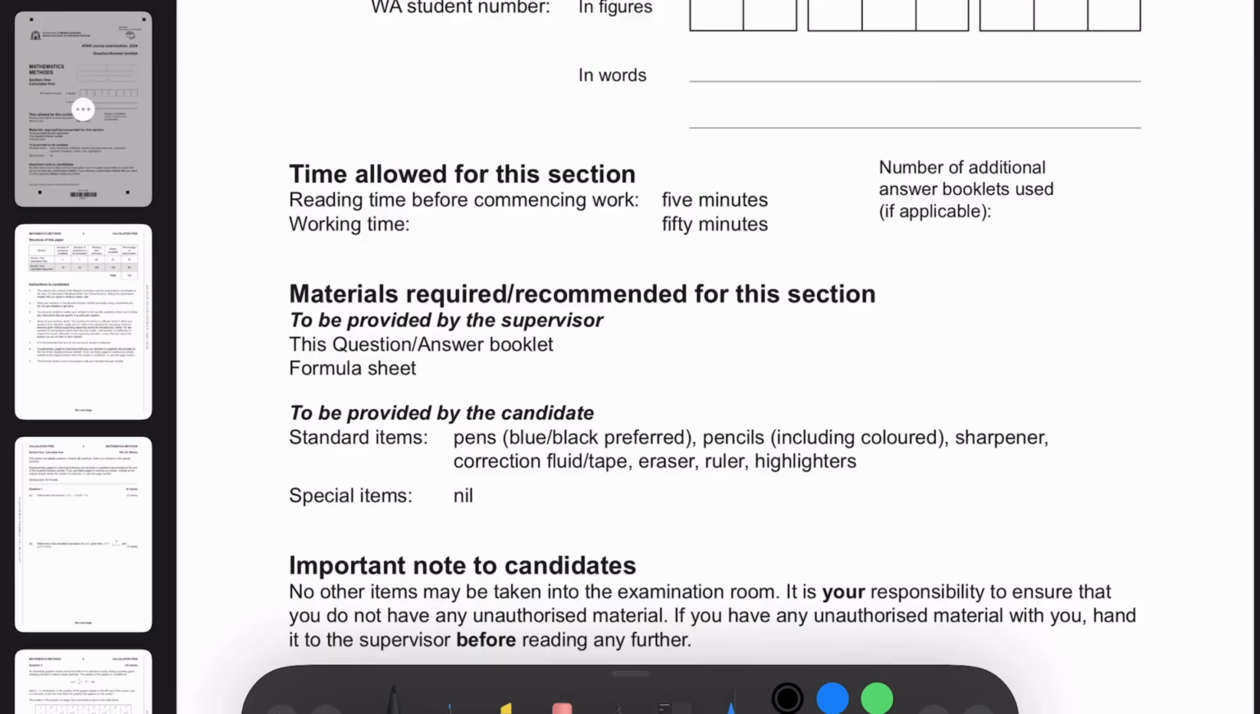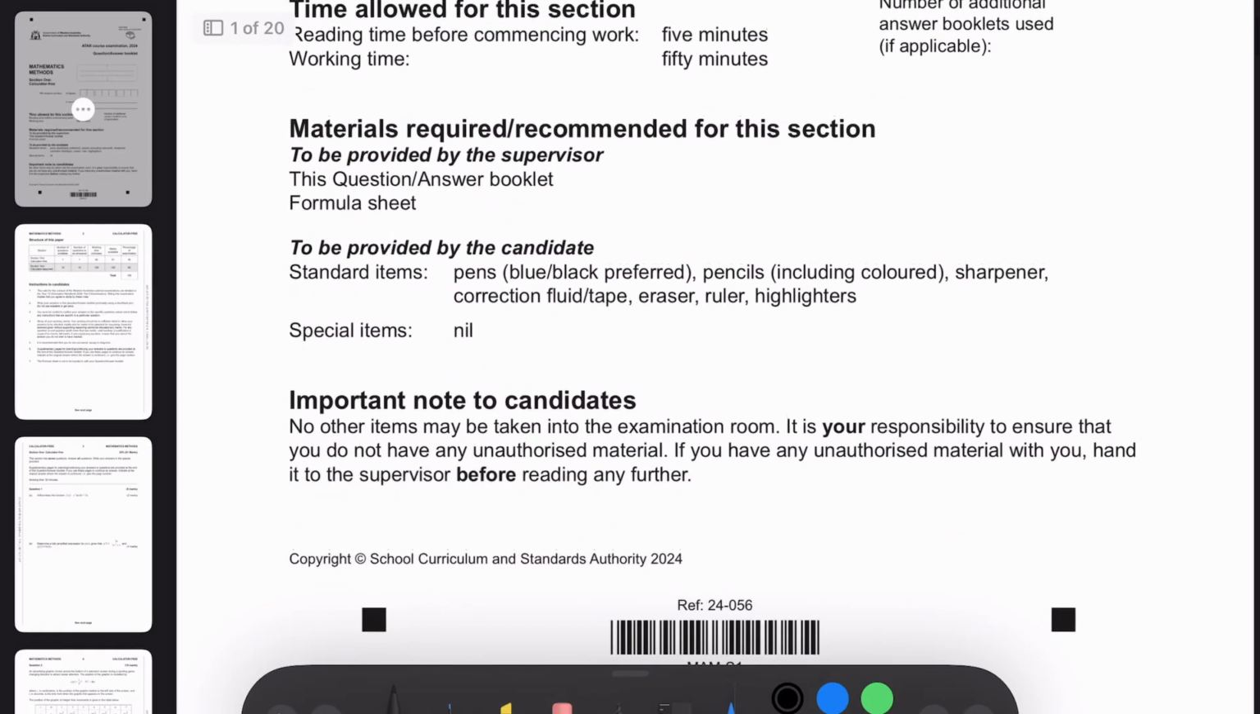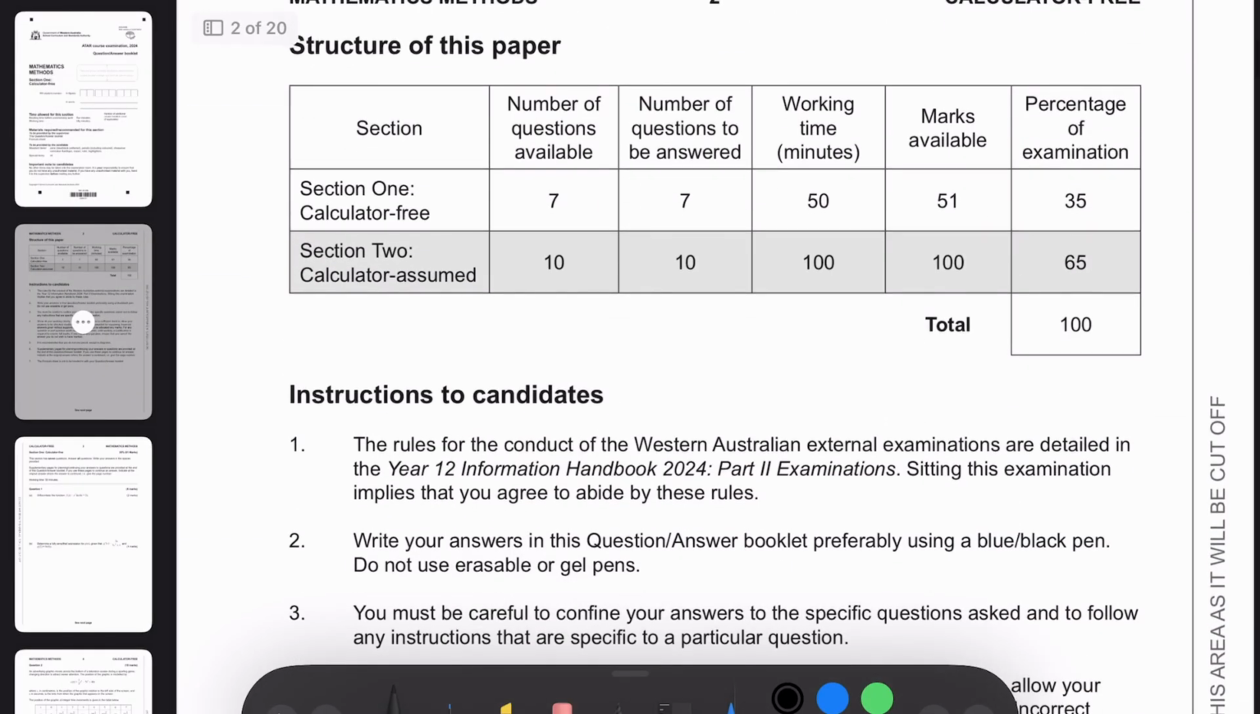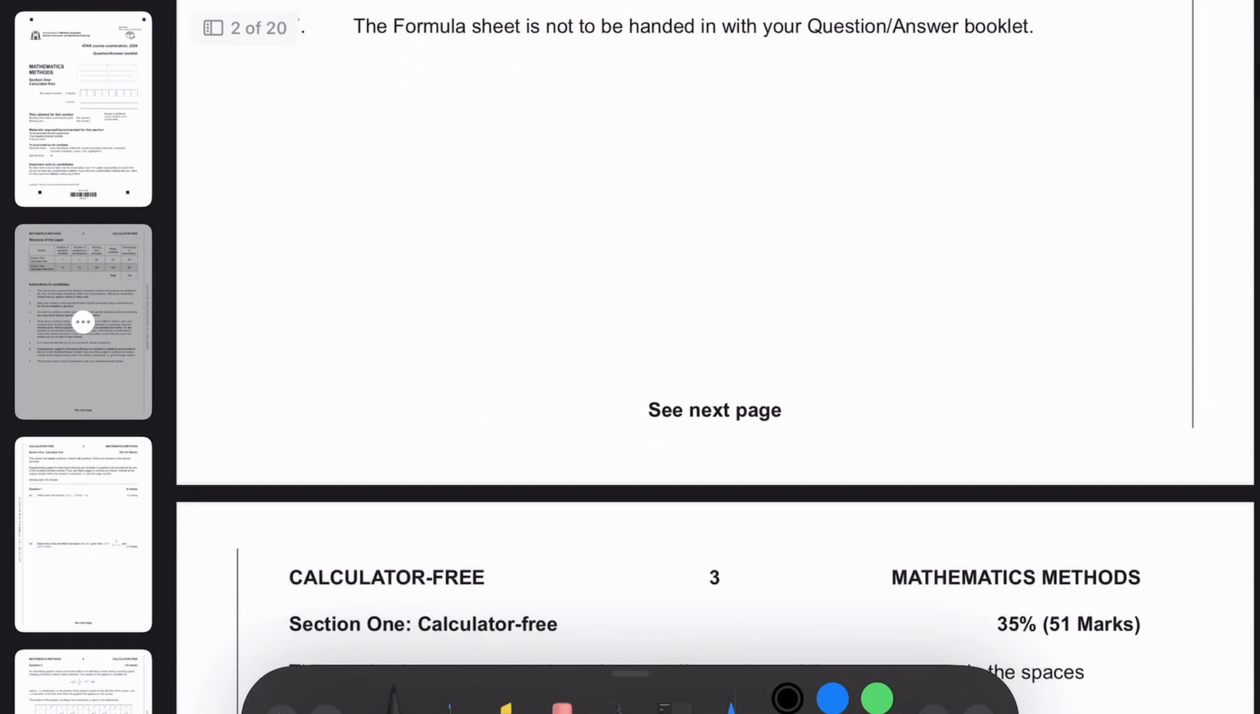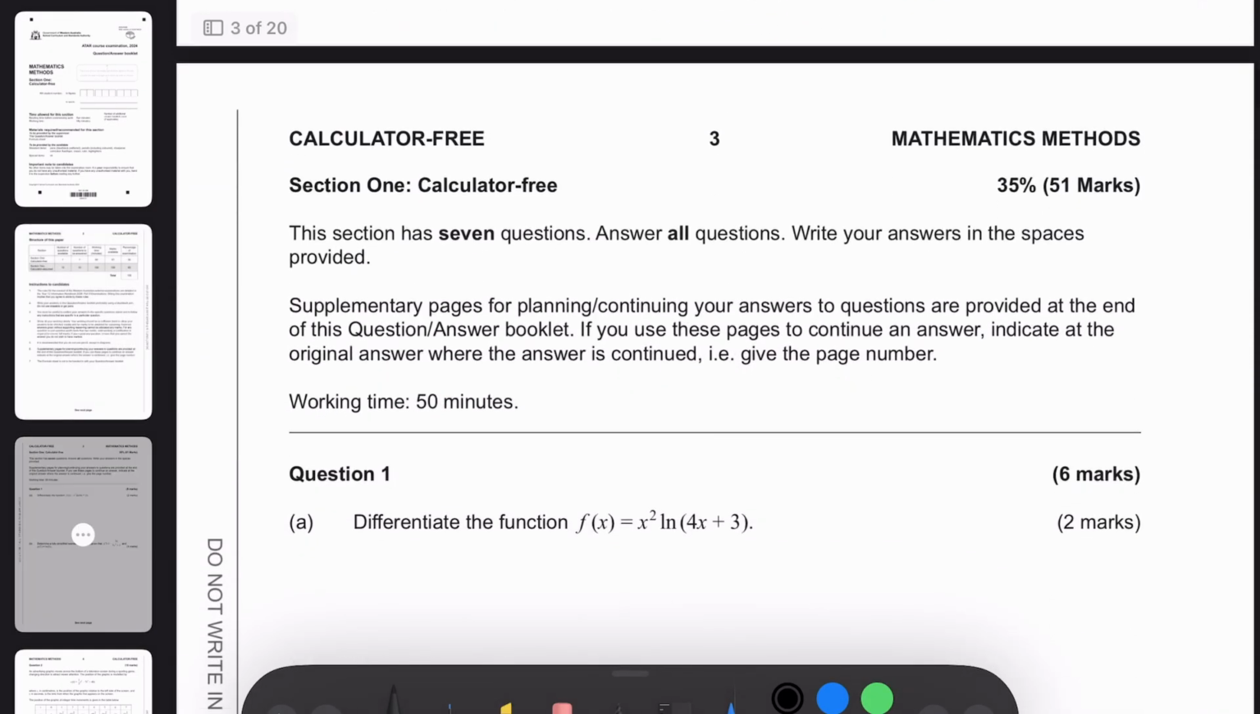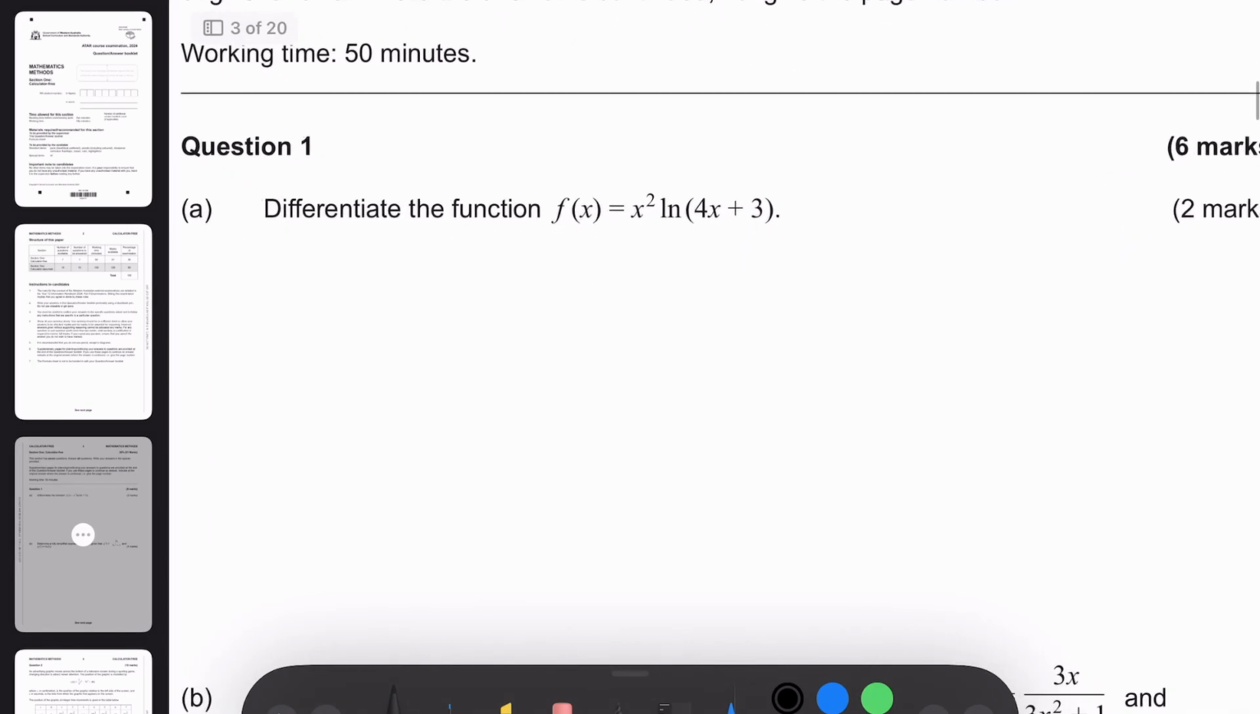And I'll also be working on the specialist exam 2024 as well. And then I was quickly going through and I was still remembering some of these questions because this was obviously the exam that I sat about 10 months ago, 11 months ago. But yeah, alright, let's just get started.